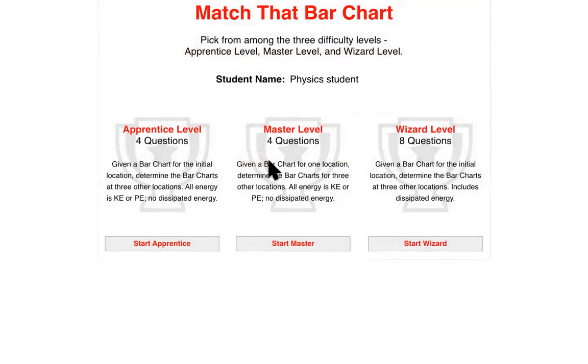Your quote unquote non-graded, non-needing to be submitted submission for this would be to take a screenshot of however many trophies you get, whether you get the apprentice level or the master level or both, or goodness, you do the wizard level, screenshot that, upload it in Canvas there under the assignment, and that is that.